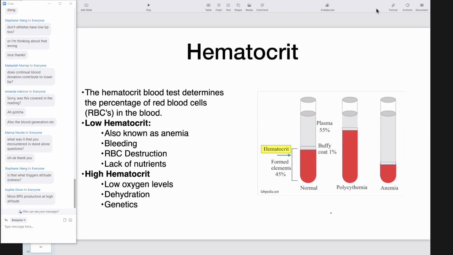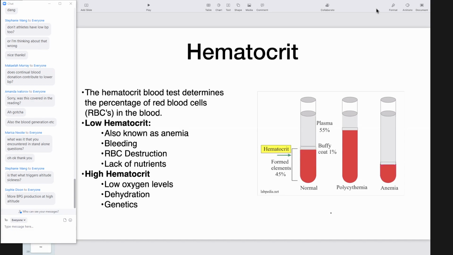Then dehydration. So let's just say you're dehydrated. If you're dehydrated, you have less water in your body, and less water in your body would just mean less water in your plasma. And that would naturally, kind of artificially, give you an acute high hematocrit because the percentage of your blood will be higher in red blood cells just because you're having low water levels. And some people just have genetics that give them a naturally high hematocrit.